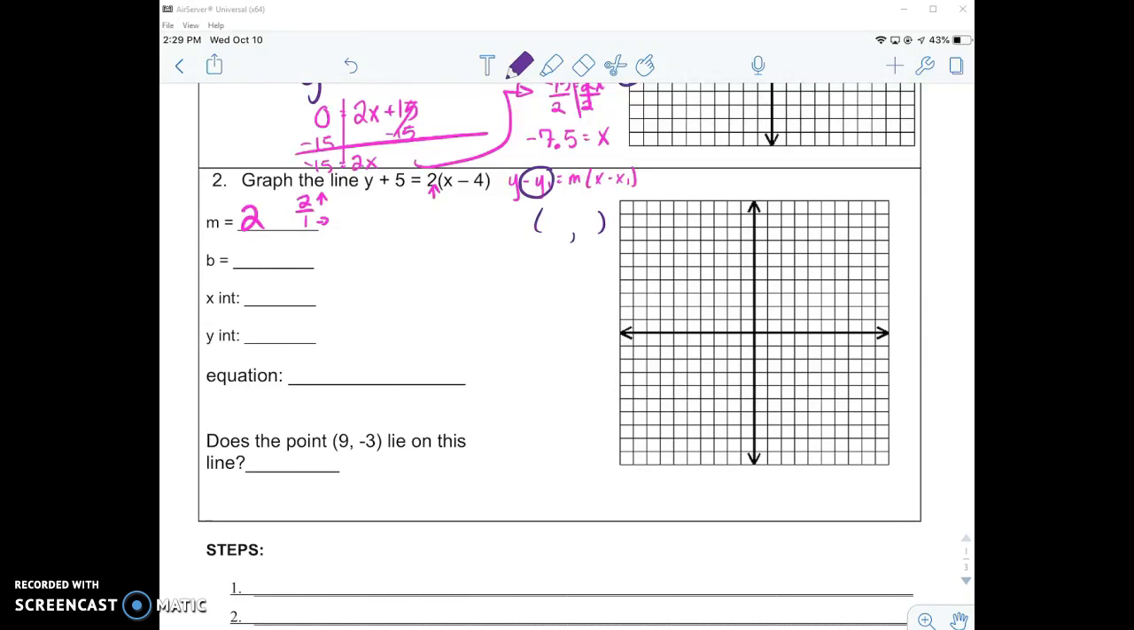Notice in the formula, since it's minus y1 and minus x1, that means I'm going to have the opposite sign of these numbers. So the x value is x minus 4, so opposite of minus 4 is positive 4. Y plus 5, the opposite of plus 5 is negative 5.